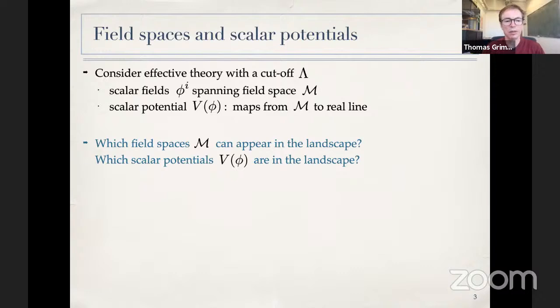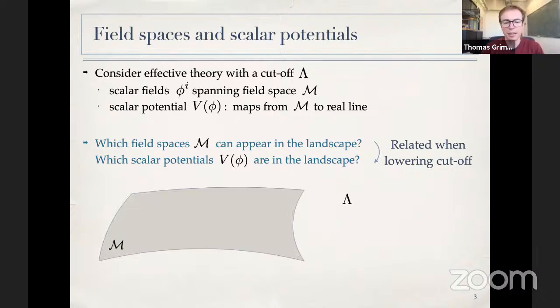Or in other words, what are the field spaces which appear in consistent effective theories which can be coupled to string theory? The second question you might ask is, which are the scalar potentials which are in the landscape, so which can appear in these consistent theories? Well, clearly, these two questions are related. When we lower the cutoff, the notion of an effective theory or the light fields of the effective theory will change, and we will get a new potential with a new field space.